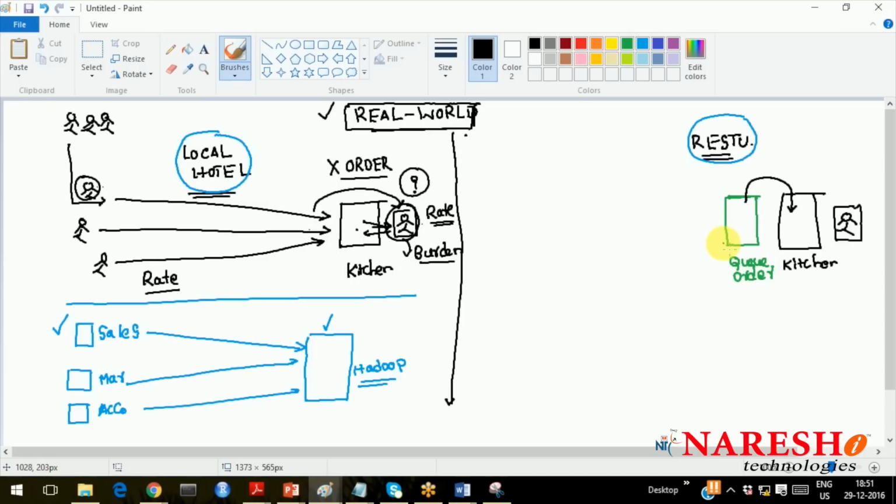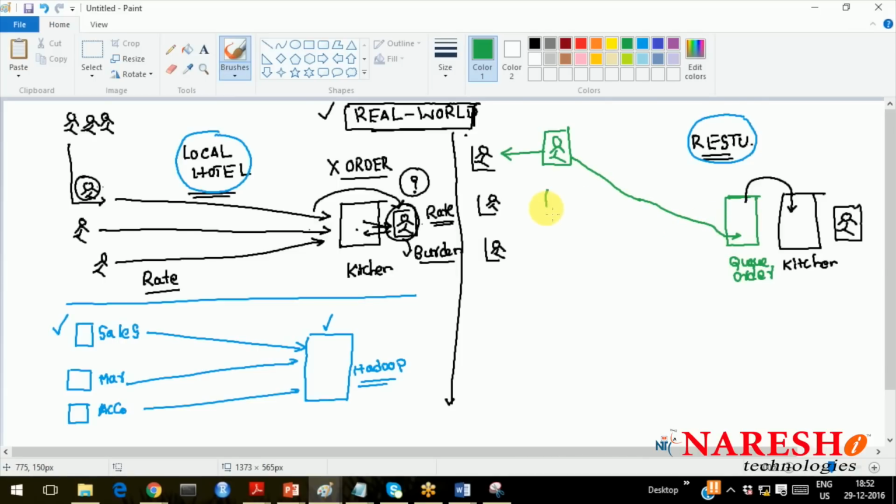So now the question is, who writes the data to the queue? Usually a customer will come, and he won't talk with the kitchen guy directly. He will sit in his seat. Look at this, they will come and sit. Now what you will do is hire one guy who will receive the requests from the customers. That guy is called a bearer. He will go, take the order, and write the orders into the queue.